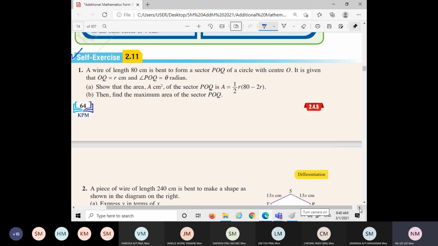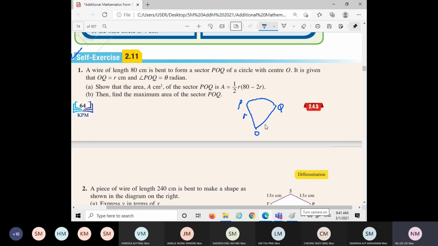We look at number 1. Oh, no diagram given. You have to try to imagine, or sketch the diagram. A wire of length 80 centimeters is bent to form a sector POQ of a circle with center O. A sector is the pizza shape. Here is O, here is P and here is Q. So a wire of 80 centimeters is bent to form this.